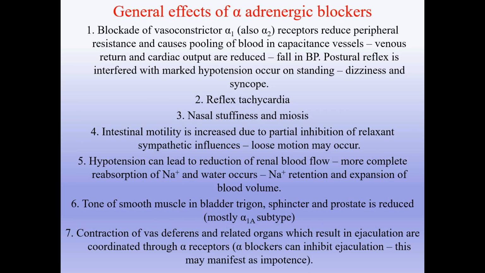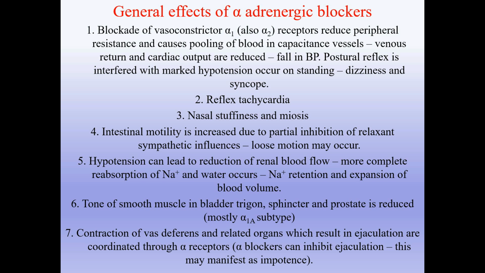General effects of alpha-adrenergic blockers. Blockade of vasoconstrictor alpha-1, and also alpha-2, receptors reduces peripheral resistance and causes pooling of blood in capacitance vessels. Venous return and cardiac output are reduced. Fall in blood pressure. Postural reflex is interfered with, and marked hypotension occurs on standing, with dizziness and syncope. Second, reflex tachycardia. Third, nasal stuffiness and miosis. Also, intestinal motility is increased due to partial inhibition of relaxant sympathetic influences.